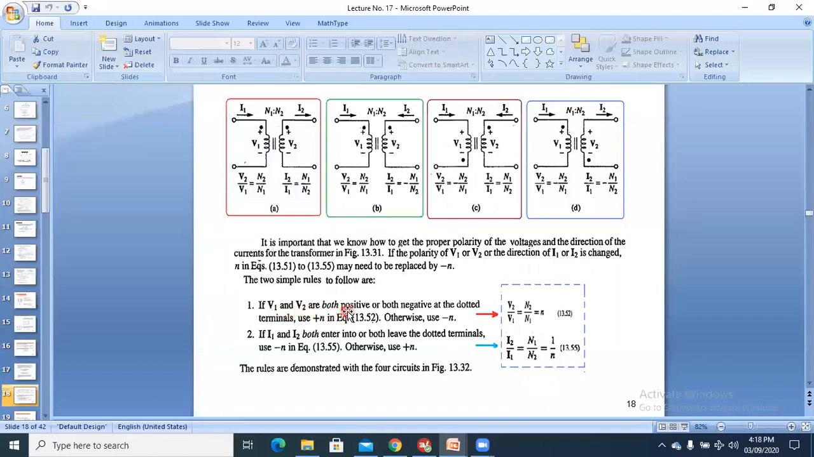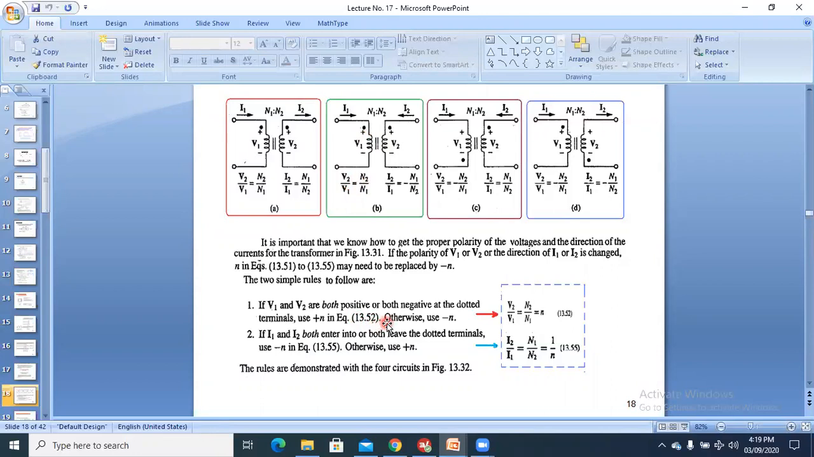If V1 and V2 are both positive or both negative at the dotted terminal, we use plus n. So here at both dots, V1 and V2 are positive, so we have a positive turn ratio. That's the case for the voltage, right? Also here for both dots, V1 and V2 are positive, so that is positive.